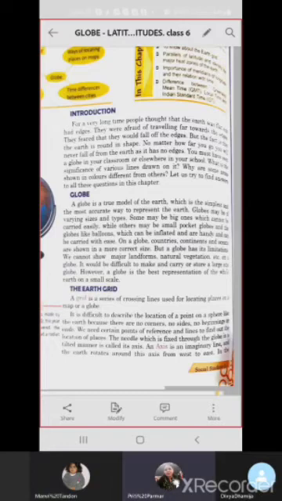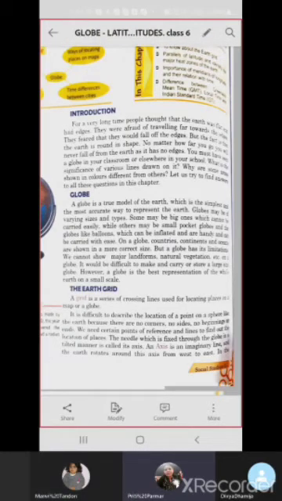Please maintain silence. Now, a grid is a series of crossing lines used for locating places on a map or a globe. It is difficult to describe the location of a point on a sphere like the Earth because there are no corners or sides or beginnings or ends. So we need certain points of reference and lines to find out the location of a place.